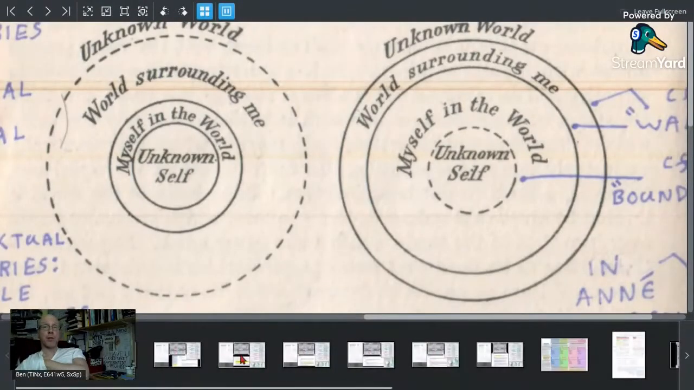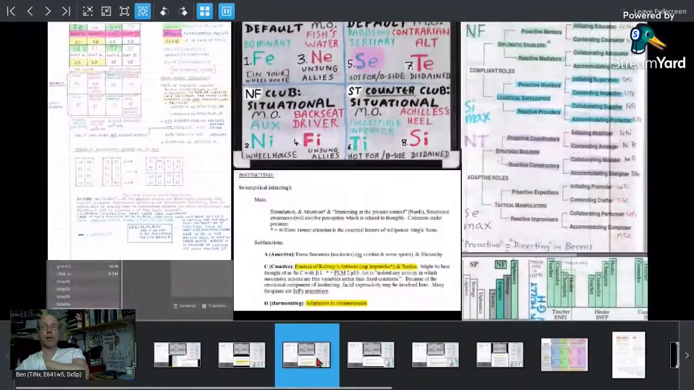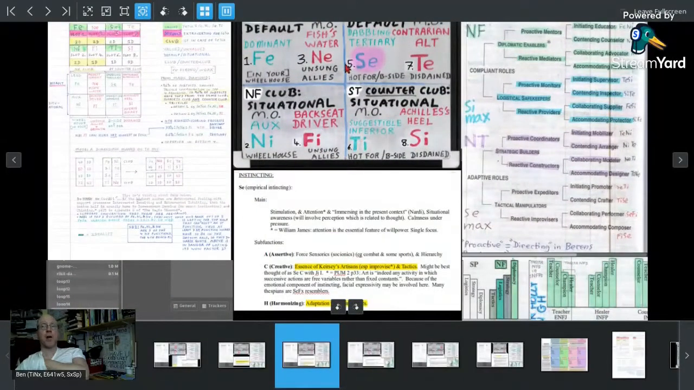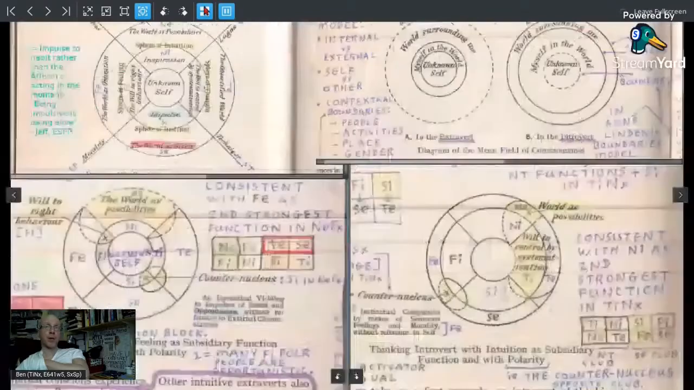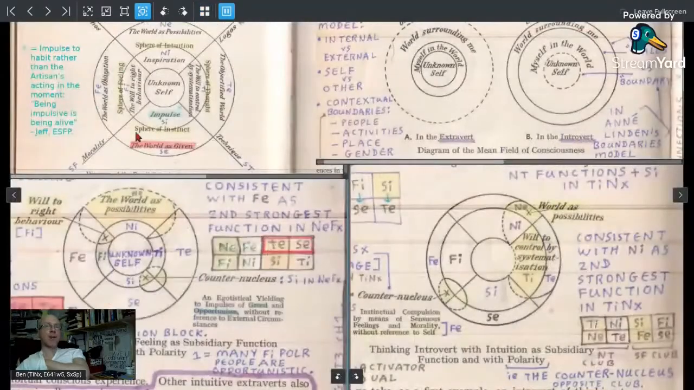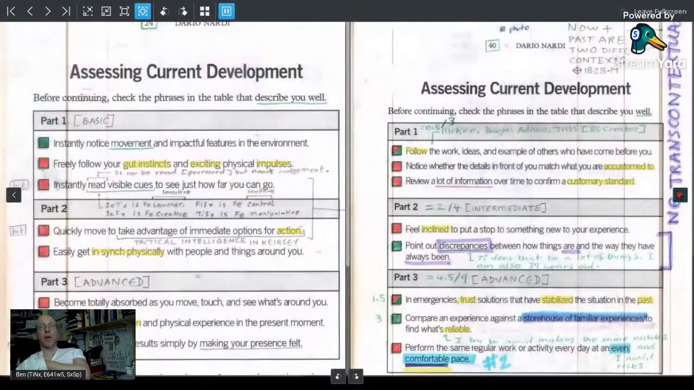Let's go back to the counter club. So we've got SE going on. This is instinct. I got this from Vanderhoop, and he persuaded me. He reframed sensation as instinct. And I'm going to show you a card as to why.